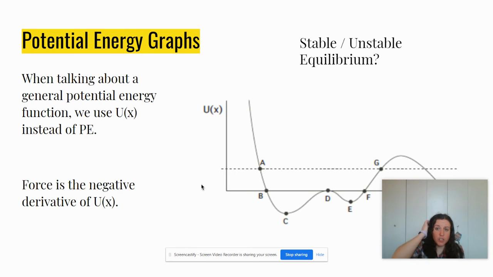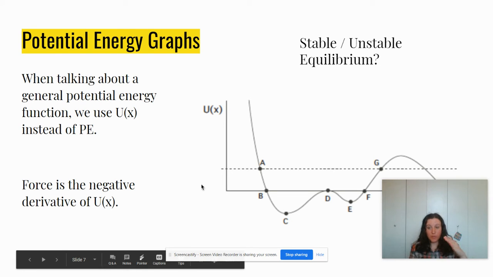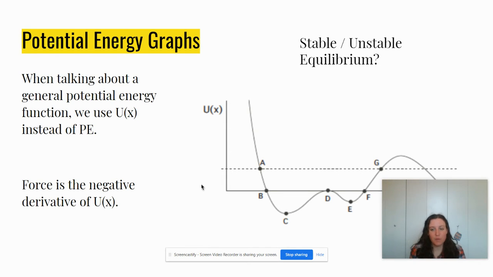Now, potential energy graphs. We did this a while back, but we just have to remember force is the negative derivative of potential energy. So the U of x is just a general potential energy function. We don't have to know what kind of potential energy. It could be any type of potential energy. We just use U as a placeholder. Now, negative derivative, meaning at A, this derivative is negative, but the force is positive. And then between C and D, the derivative is positive, but that means my force is negative. So force is negative dU/dx.